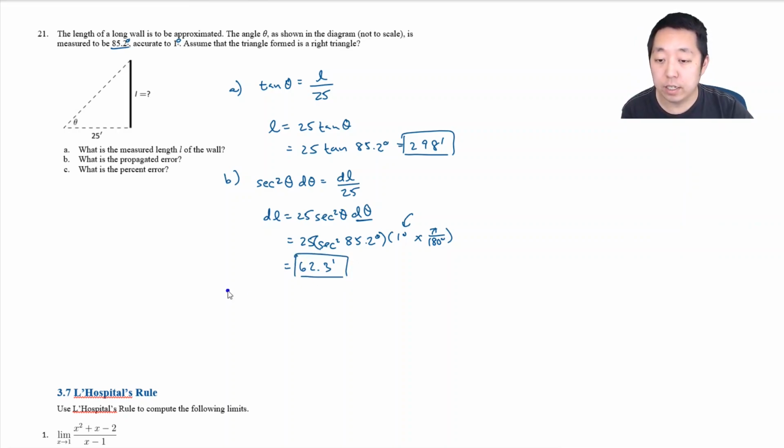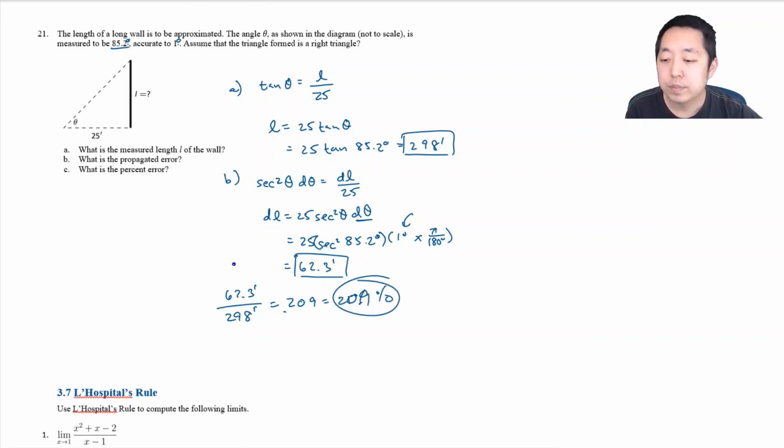The percent error is 62.3 divided by 298, because our actual estimate is 298. So this is a pretty large error. That's 0.209, which is really 21% or so, or 20.9%. Right. Okay.